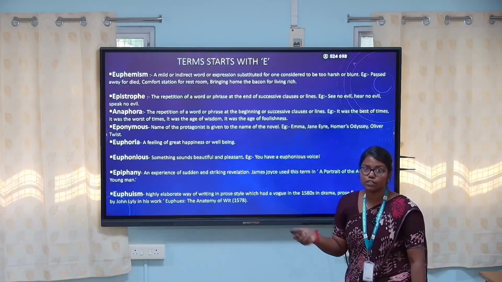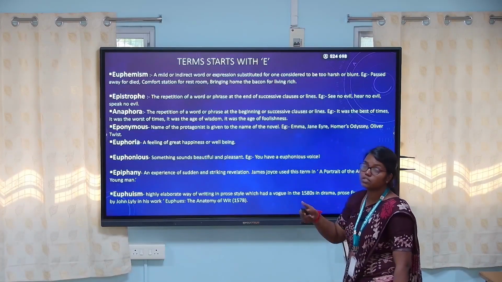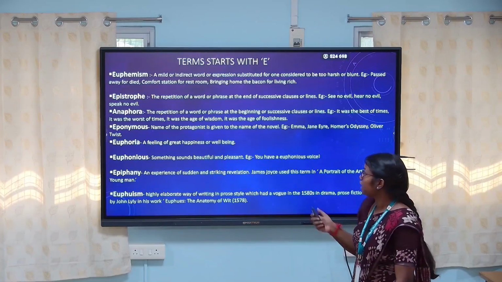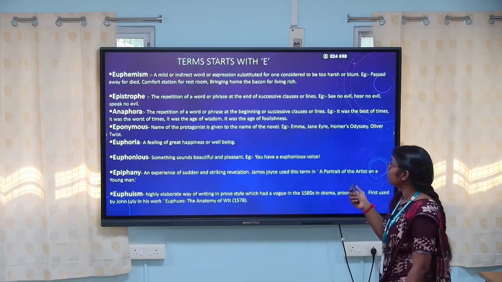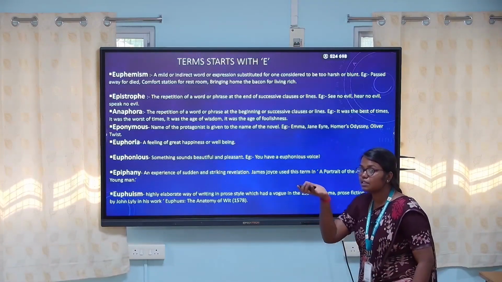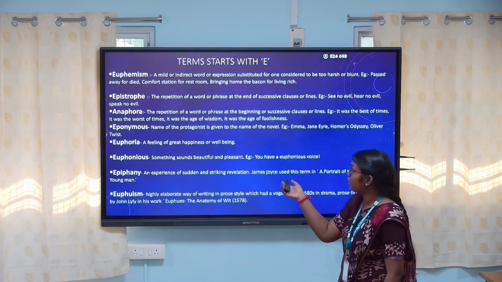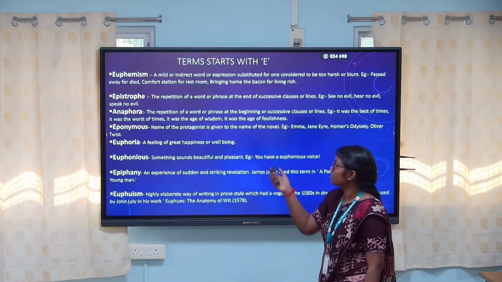This kind of term is called an epistrophe, whereas anaphora is quite the opposite of epistrophe. It is the repetition of a word or phrase at the beginning of successive clauses or lines. Here the repetition of the words at the beginning of a sentence is called anaphora, whereas the repetition of the words at the end of a sentence is called an epistrophe.